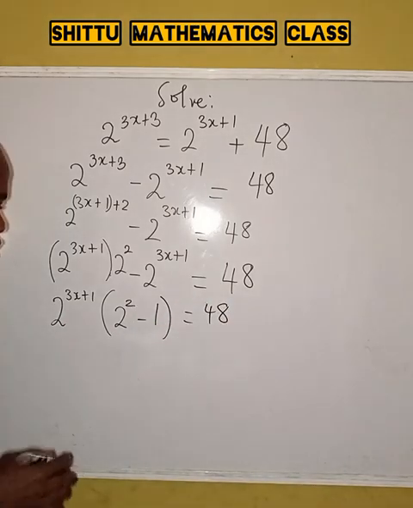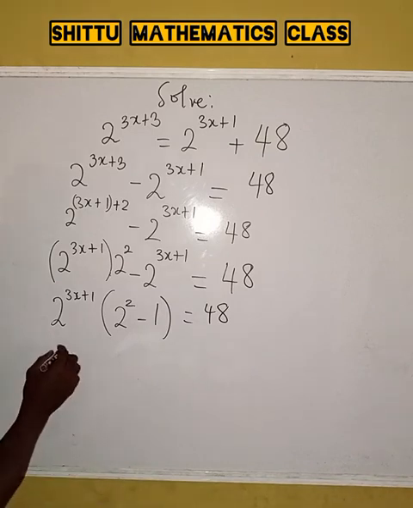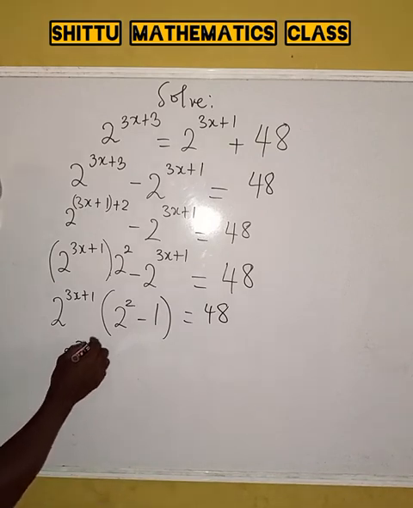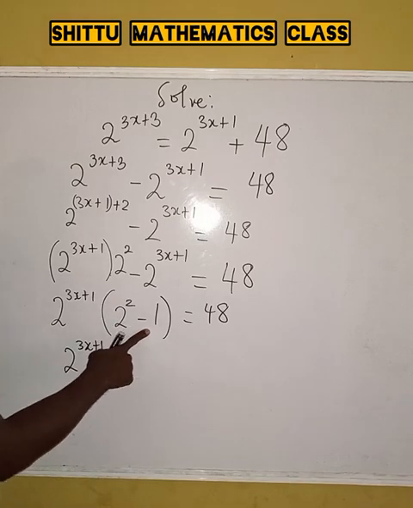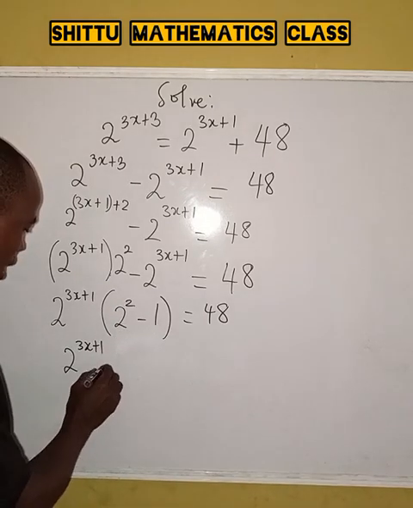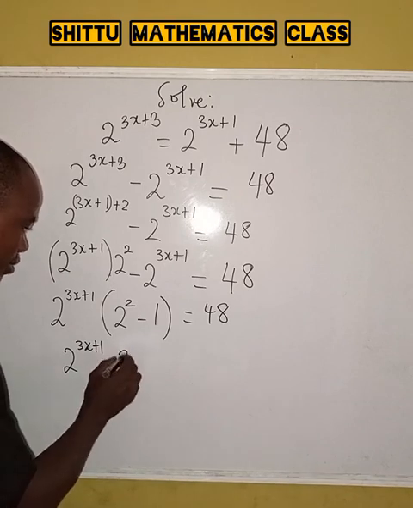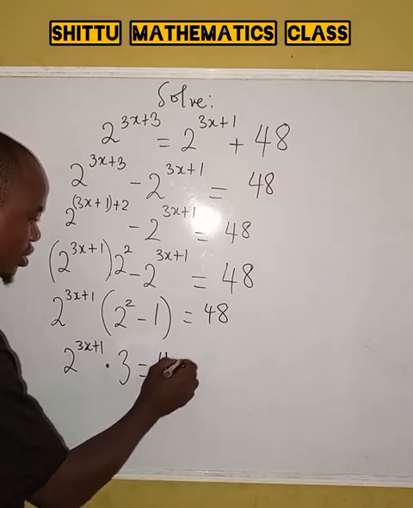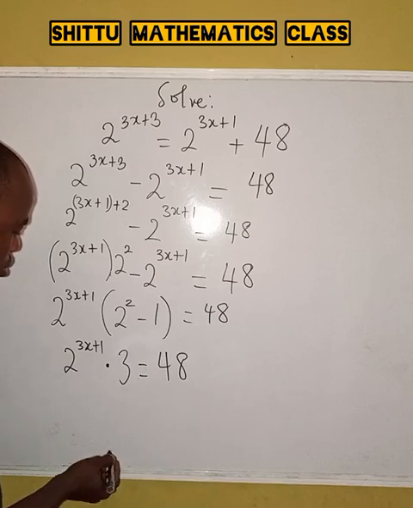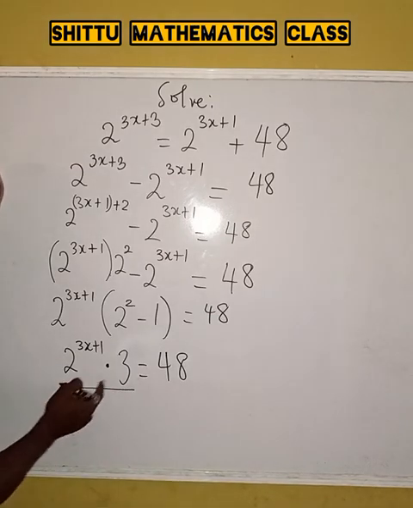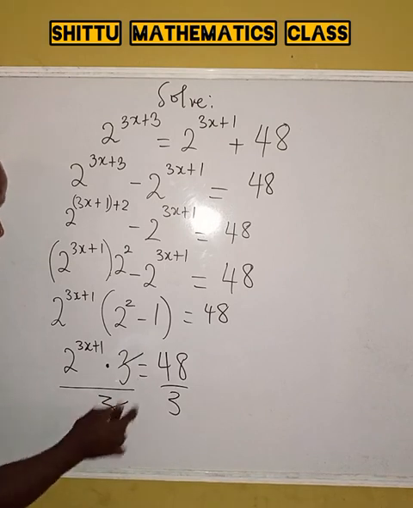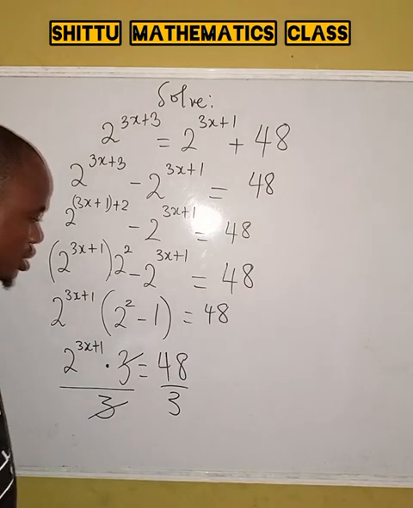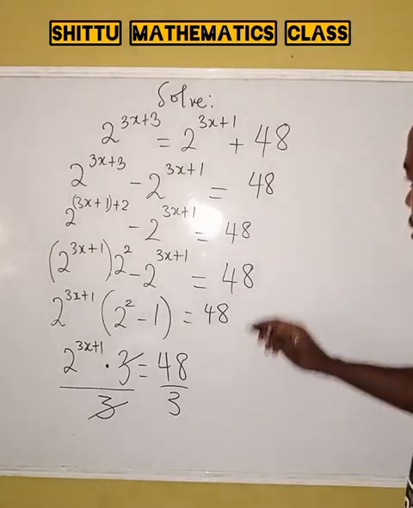Are you following? The next thing we're going to do: we have 2 to the power of 3x plus 1, right? 2 squared is 4. 4 minus 1, we have 3. So that means we have 3 times 2 to the power of 3x plus 1 equals 48. Now we divide both sides by 3. This cancels this, and 48 divided by 3 will give us 16.